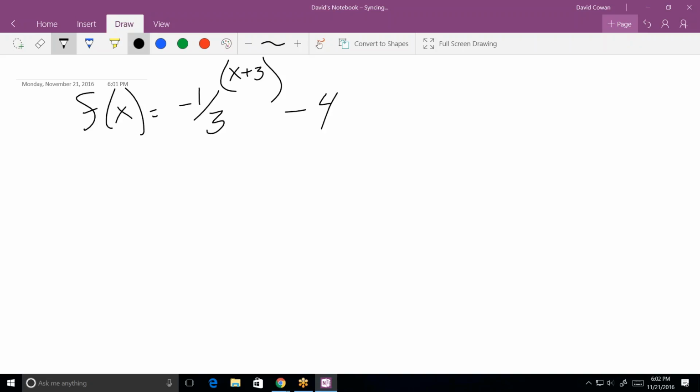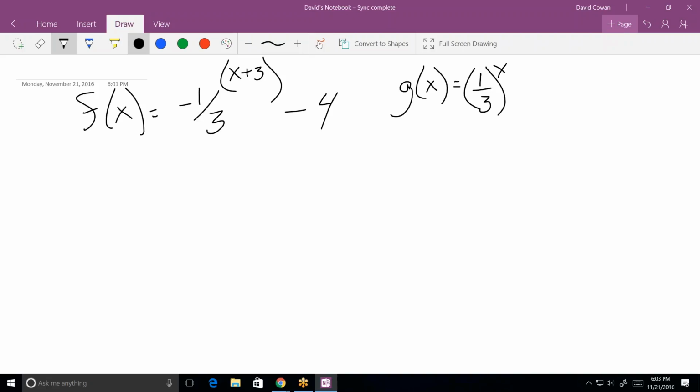What's the parent function? It's an exponential function. There's the parent function right there. Okay, transformation. Now, if that's the parent function, what three things are we doing to it?